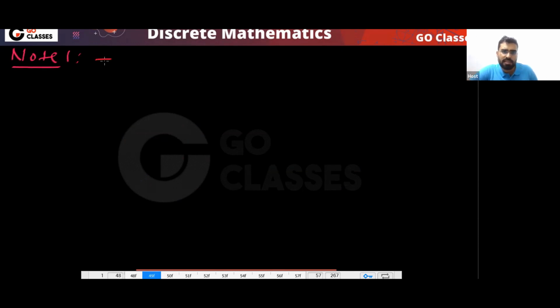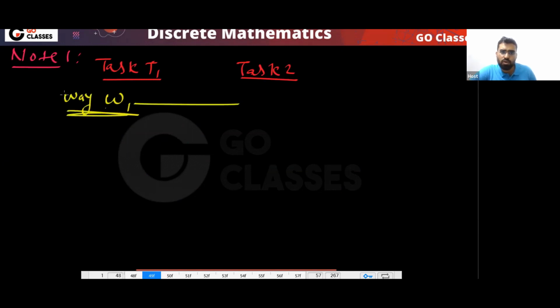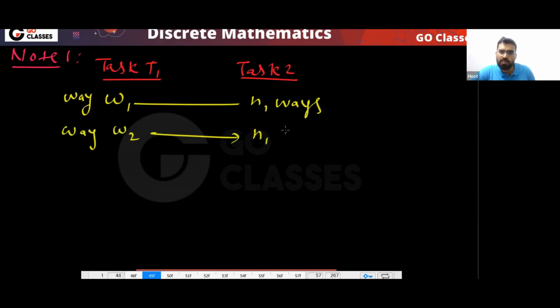Let's assume there is a task T1 and there is a task T2. Let us assume you do task T1 in way W1, and there are N1 ways. If you do this task in way W2, then again you have N1 ways. And if you do this task in way WM, then you again have N1 ways.